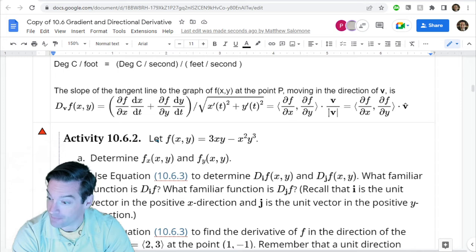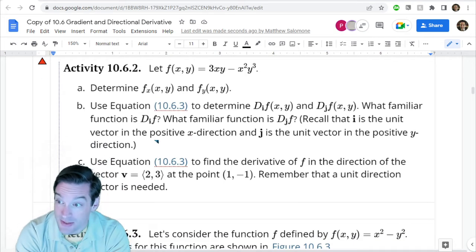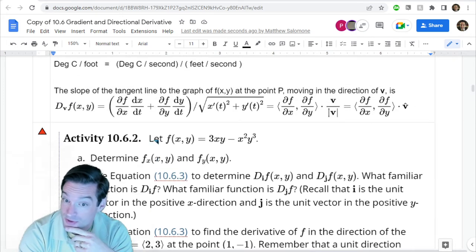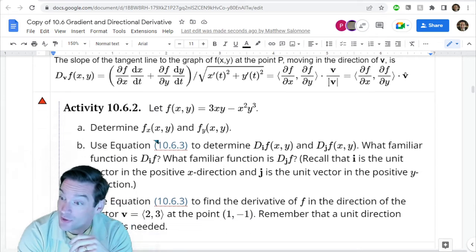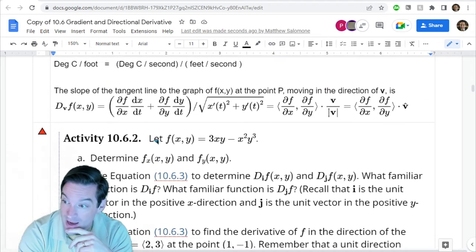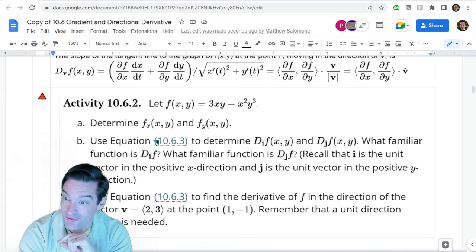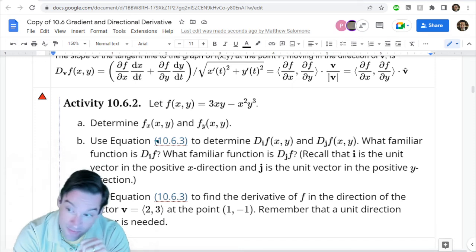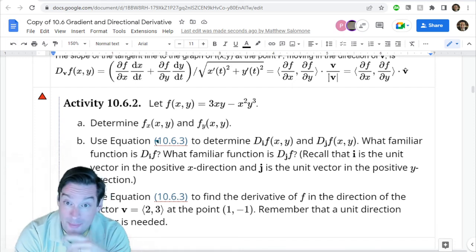So your practice for 10.6.2 is to take this function, 3xy minus x squared y to the third, find its x and y partial derivatives, and then use this approach, equation 10.6.3, to determine the directional derivatives in the i and j directions of these. And remember, i and j are the coordinate vectors (1, 0) and (0, 1). And then in part C, you'll use the direction (2, 3) instead and find a directional derivative facing in that direction.